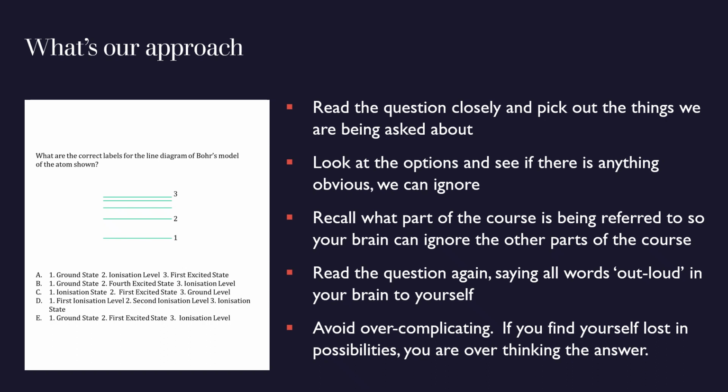These are either viewed as the hardest ones because you do have to have course recall, so there's no shortcut here, we can't refer to data sheets for help. Or these are seen by some as the easiest ones because there's no calculations involved. So look at the options and see if there's anything obvious we can ignore. Recall the part of the course this is coming from, repeat the question in your head and take a moment to avoid overcomplicating things.